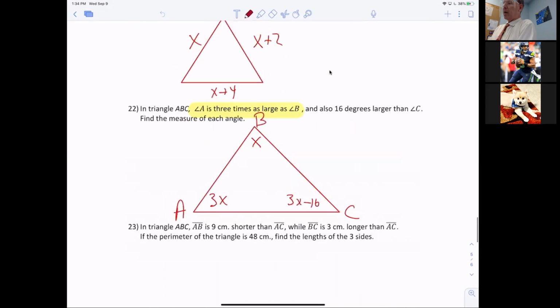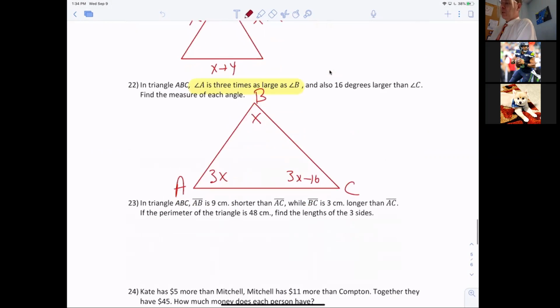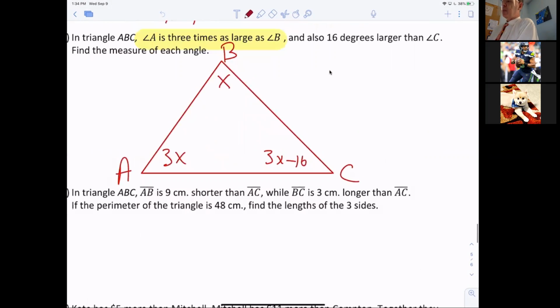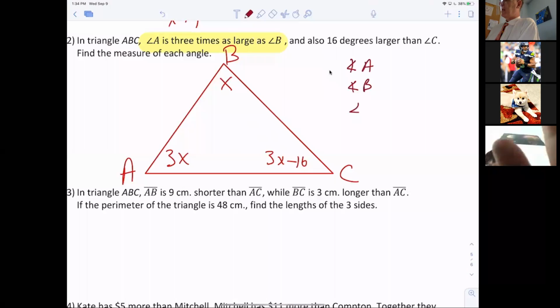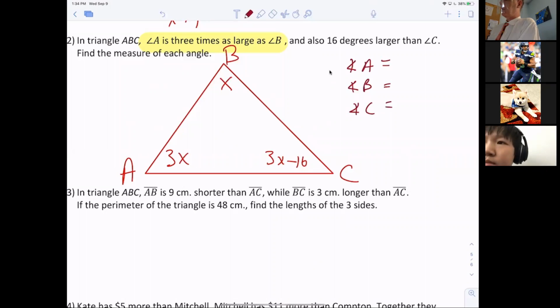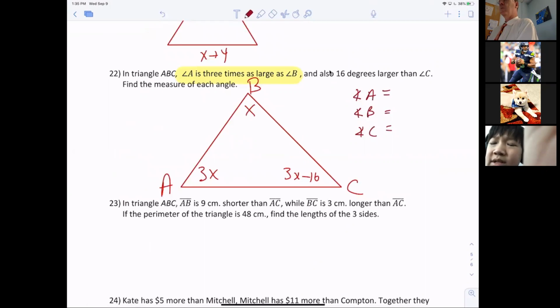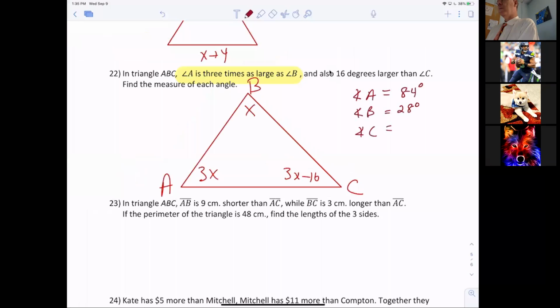All right. Now, give me the answers for these just to make sure people are okay. Angle A, angle B, and angle C. What was angle A? Tell me. No, but I want the answer for number 22. Angle A was how much? 84. Angle B was how much? And angle C? All right, now, does anybody have any doubts about that?